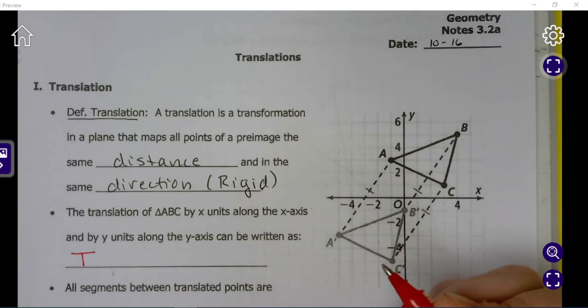Yes? I don't think I got this packet. Same one that we got yesterday. There's extras over there.